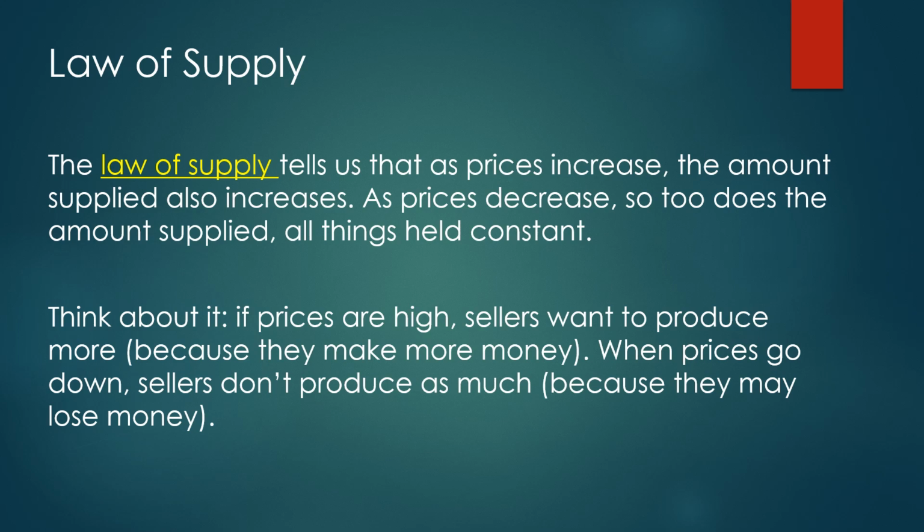Law of demand has a rule, and the law of supply also has a rule. The law of supply tells us that as prices increase, the amount supplied from the sellers also increases. As prices go down, so too does the amount supplied by the sellers, all things held constant. So think about it. If prices are high, sellers want to produce more because they make more money that way. When prices go down, sellers don't want to produce as much because they may lose money. That's the law of supply.